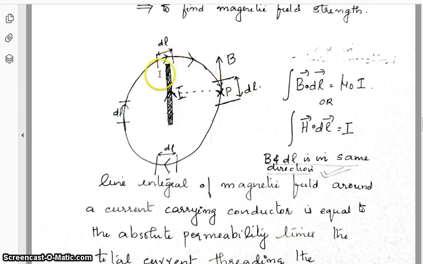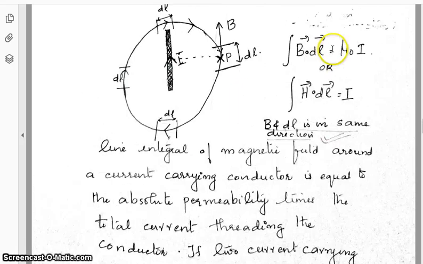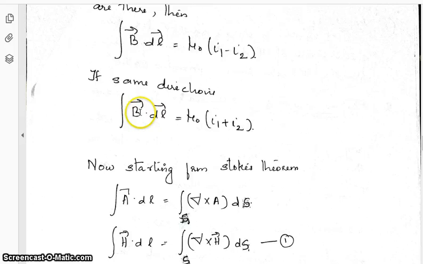Now here you just assume you are placing two conductors, and nearby there is a point P. So obviously when the current flows, point P will experience a magnetic field, and you just assume that the current flowing through these two conductors is in the same direction. Then you can modify this expression as integral B dot dl is equal to mu 0 into I1 plus I2, and integral B dot dl is equal to mu 0 into I1 minus I2 if both the currents are in opposite directions.